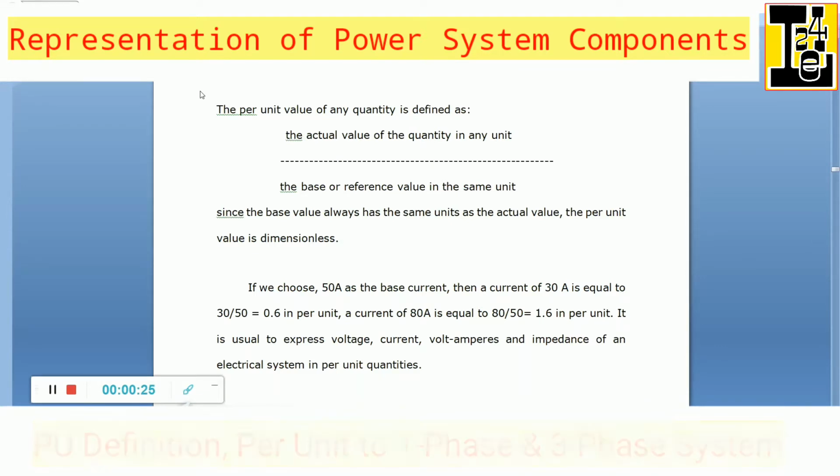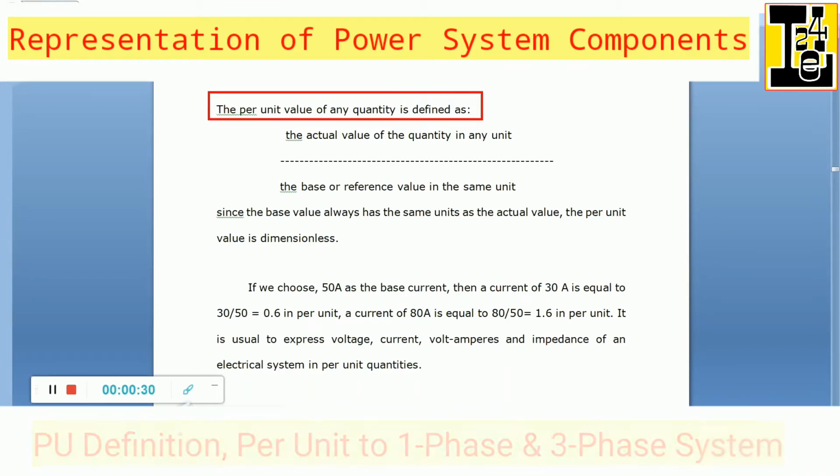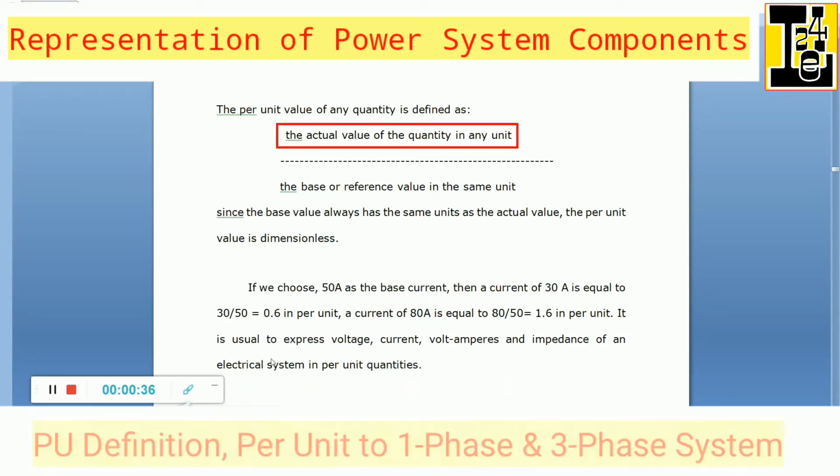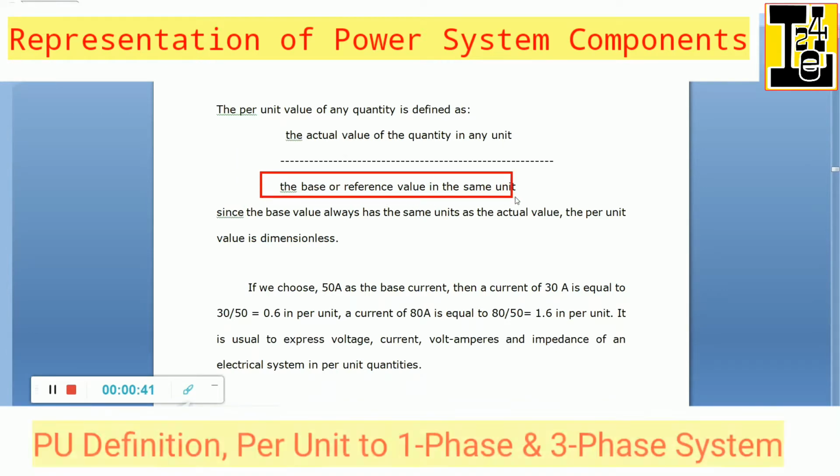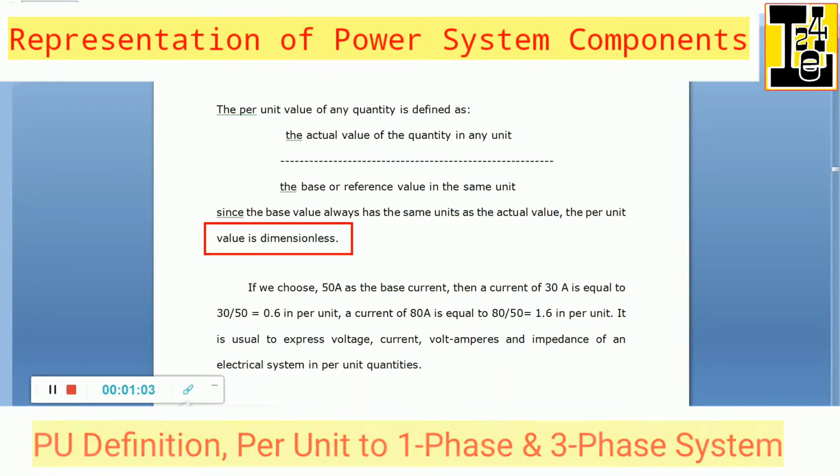The per unit value of any quantity is defined as the actual value of the quantity in any unit divided by the base value or reference value in the same unit. So it is defined as the ratio of the actual value of the quantity in any unit to the base value or reference value in the same unit. Since the base value always has the same unit as the actual value, the per unit value is dimensionless.